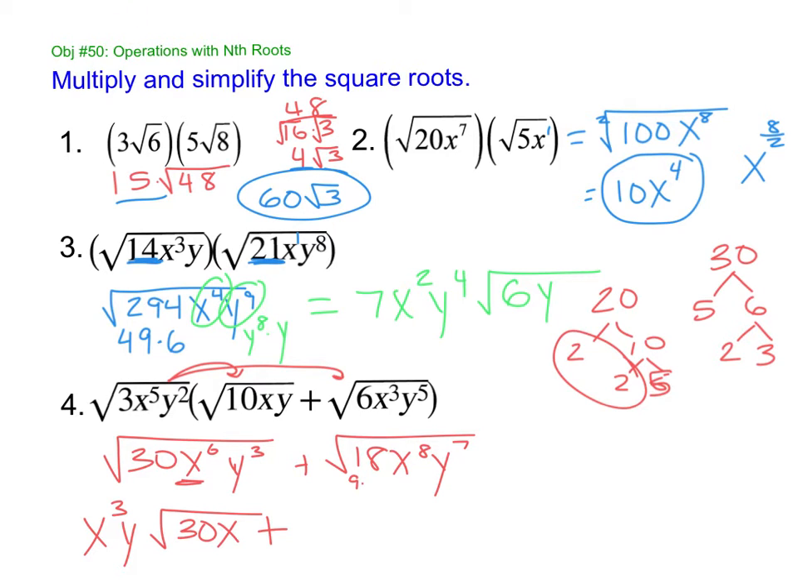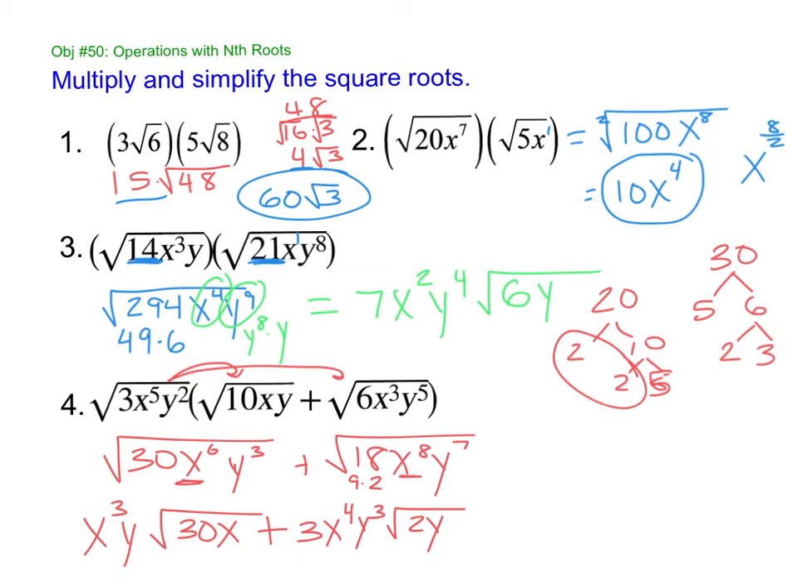18 is 9 and 2, so that gives me a 3 on the outside. X to the 8th gives me x to the 4th on the outside. Y to the 7th gives me a y cubed with 1 y left over. Remember our odds, we go down by 1, and we have that 1 left over on the inside.